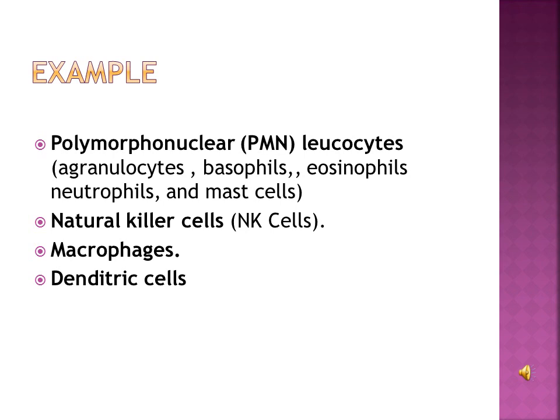The third type of phagocytic cells are dendritic cells. They cycle through the bloodstream, tissues, and lymphoid organs, sampling potential pathogens and acting as a major link between the innate and the adaptive immune system.